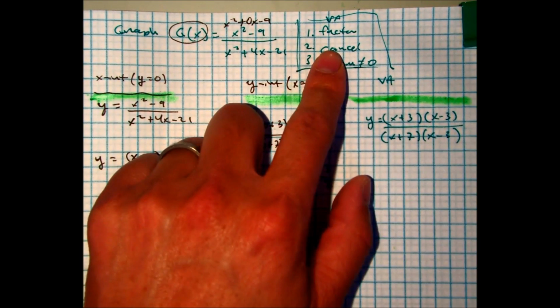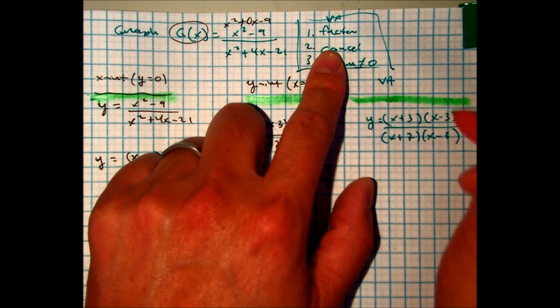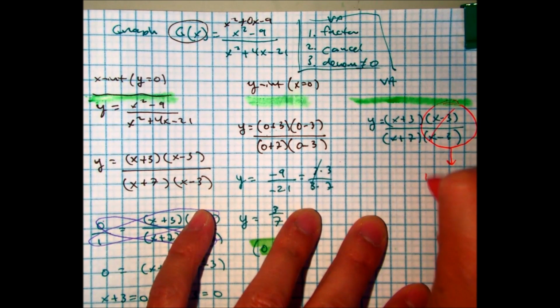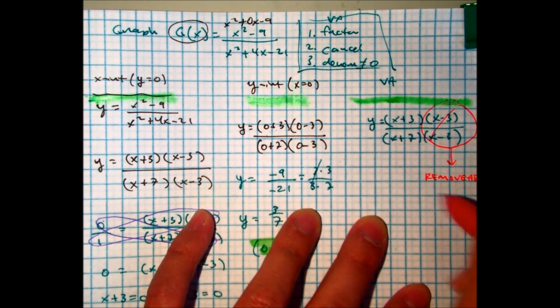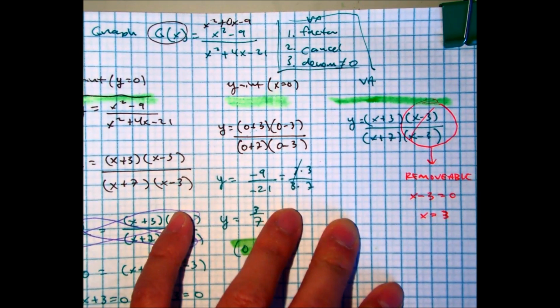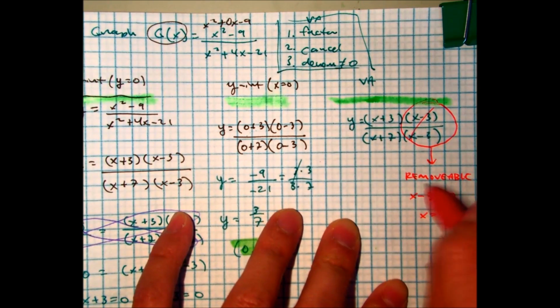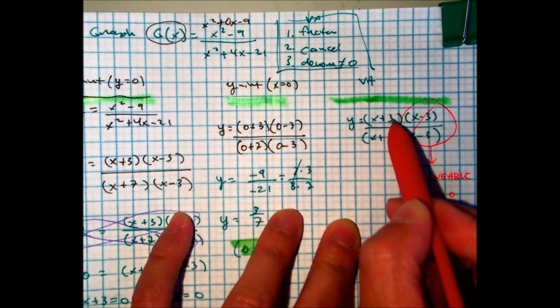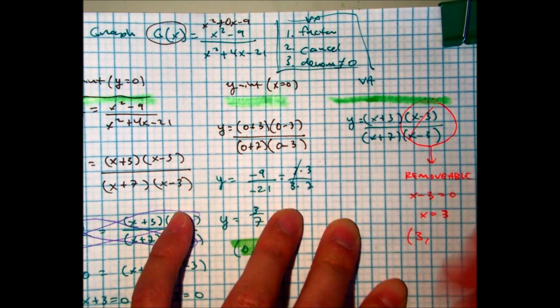Factor and cancel. The parts that you're canceling here, this becomes your removable. Just watch for 40 seconds. X minus 3 equals 0. We have a removable at 3. What are the coordinates of this removable hole? You could actually take this x coordinate and just put it in here. 3 plus 3 is 6. 3 plus 7 is 10. I get 6 over 10, or 3/5.